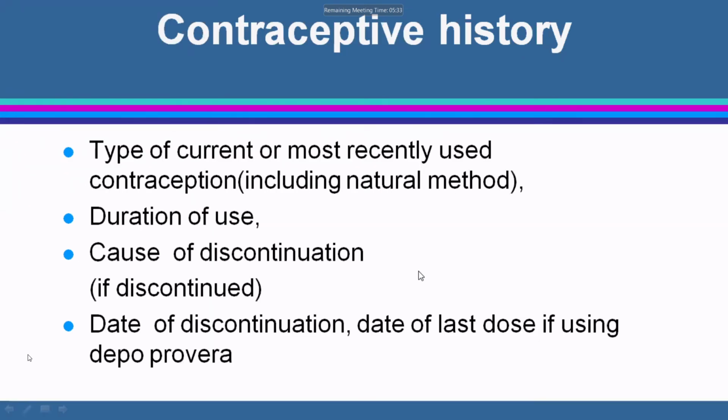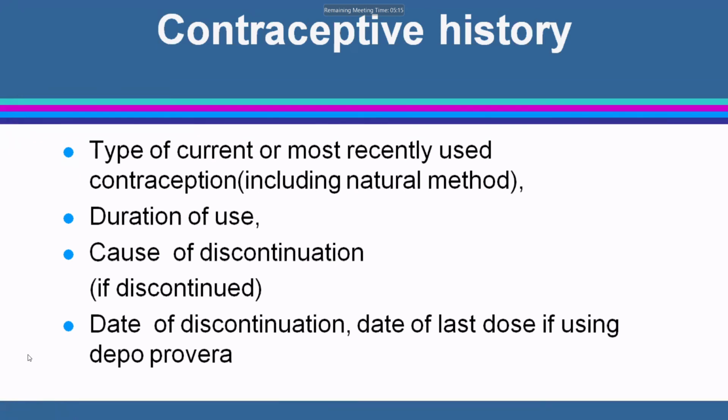And then comes the contraceptive history. This is the type of current or most recently used contraception method. So it can be oral contraceptive pills or barrier method or Depo-Provera or implant or IUCD, anything. Okay, and you should not forget about the natural method also.